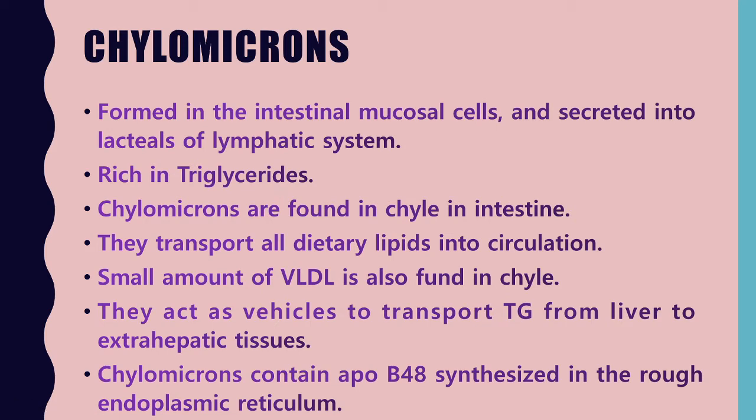Most of the chylomicrons will contain apoprotein B48, which is synthesized in the rough endoplasmic reticulum. The nascent chylomicrons, that is the newly synthesized chylomicrons formed in the intestinal cells, will contain apoprotein B48 and apoprotein A. Once they enter the blood circulation, these nascent chylomicrons will acquire other apoproteins like apoprotein E and apoprotein C from the circulating HDL, high density lipoprotein.